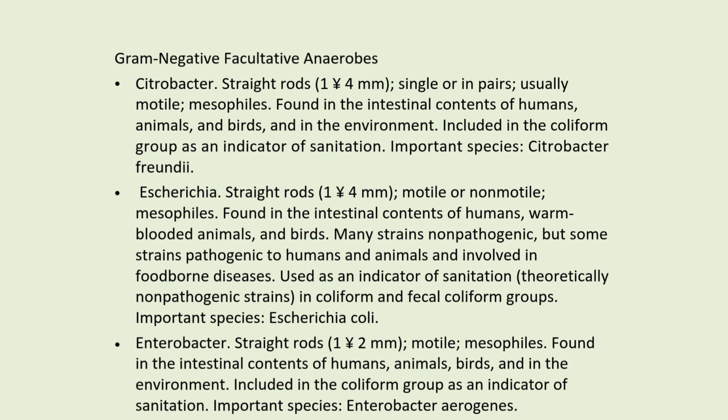The key species is Escherichia coli. Then we have Enterobacter. These are straight motile rods. They are mesophiles, found in the intestinal contents of humans, animals, birds, and in the environment. They are also included in the coliform group as an indicator of sanitation. An important species is Enterobacter aerogenes.